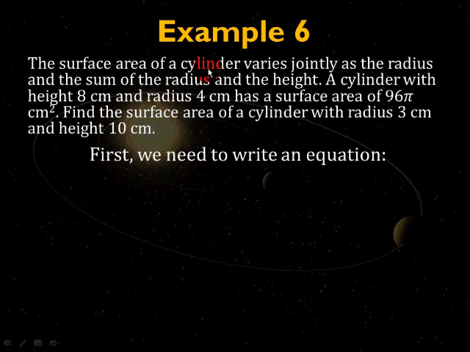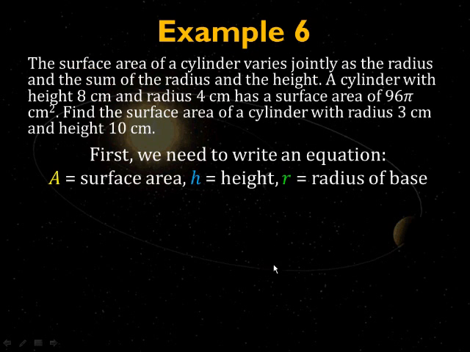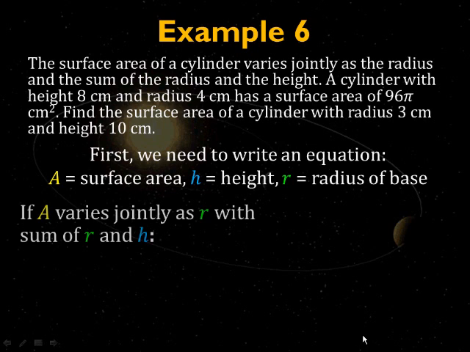We know that the surface area of a cylinder varies jointly as the radius and the sum of the radius and the height. So the jointly part means we have to multiply two things together. In this case, we have the radius multiplied by the sum of the radius and the height. So let's call A the area, H the height, and R the radius. If the product of the radius and height sum is the joint variation, this is what we have to write. A equals K times R times R plus H. Here is the joint variation. R times R plus H. That's the product that's going to vary jointly with the area.